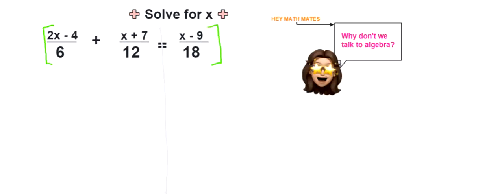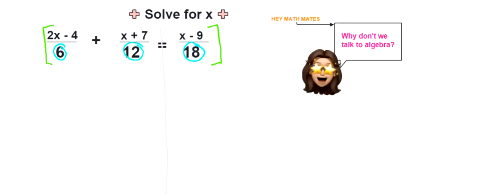And then we're going to look at the denominators. I've got a 6, I have a 12, and I have an 18. Look at the biggest one, which is 18. Will 6 go into 18 evenly? Yes, it goes into 18 3 times. Will 12 go into 18 evenly? No, 12 plus 12 is 24. We would get a decimal, so no, it doesn't.